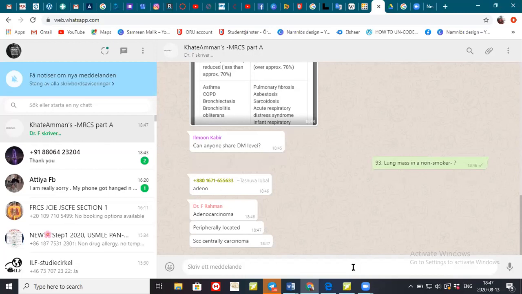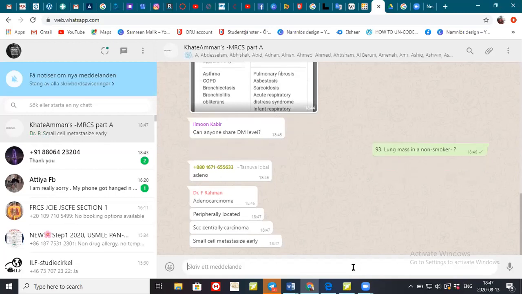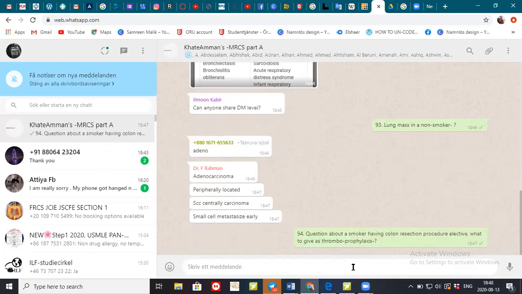What is the overall most common? Adenocarcinoma, 40%. Exactly. And in smokers, it is small cell carcinoma that is more common.